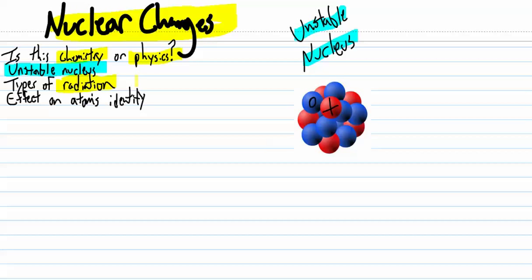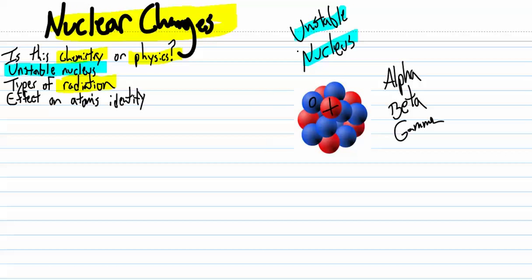So there's 3 types of radiation that I need to discuss. There is alpha, there is beta, and there is gamma radiation. So let's start with the first one. Let's start with alpha radiation.